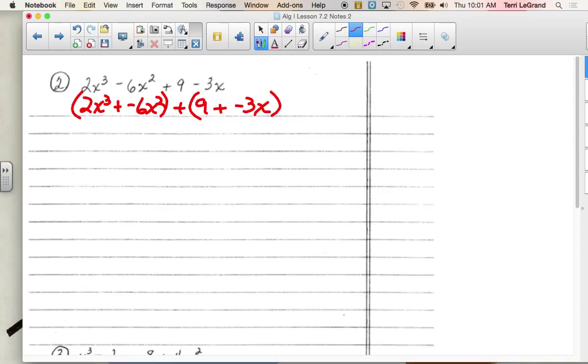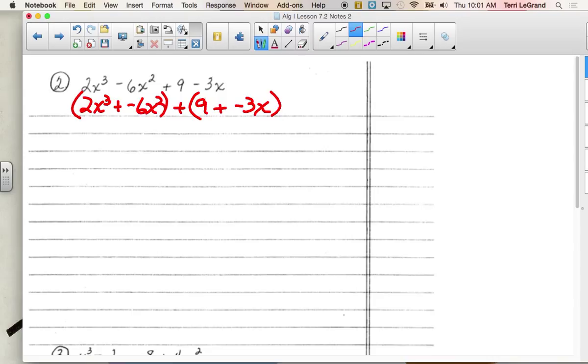Okay, now we have our groups. Now we need to do what? What's our next step? GCF each group. They're working independent of each other. They're each going to get their own GCF right now.